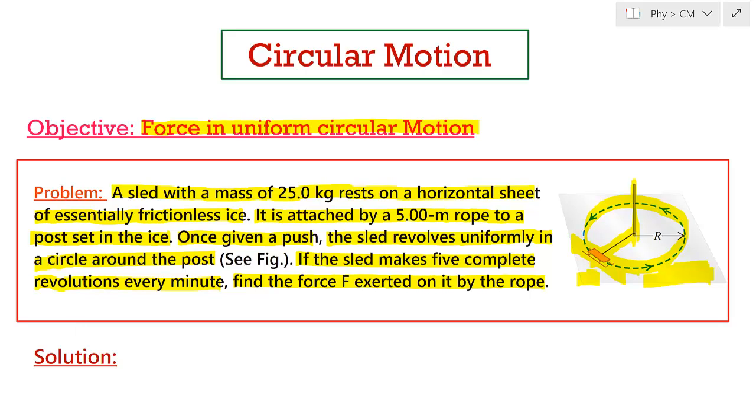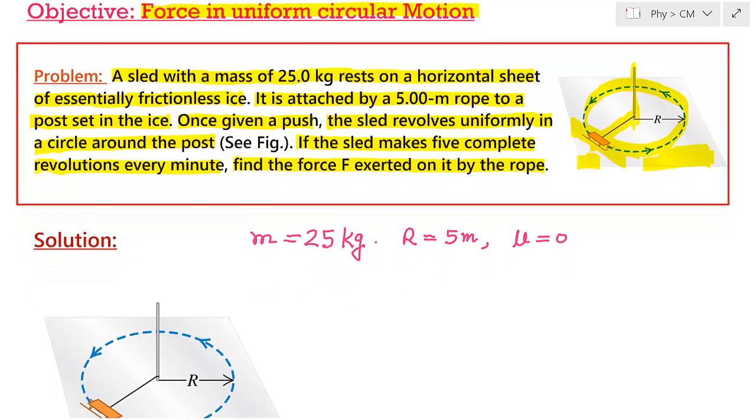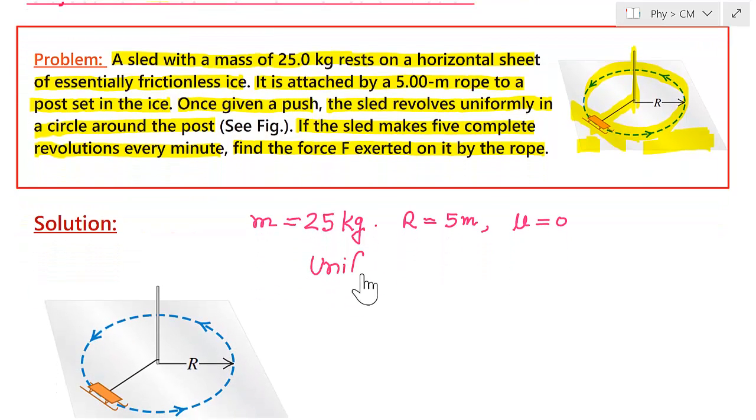So what are the things that are given in this problem? We have been given the mass of the sled, that is 25 kg. The length of the rope is given, so R is equal to 5 meters. It is also given that this is a frictionless surface, so mu is equal to 0. And we have also been given that this is a case of uniform circular motion.